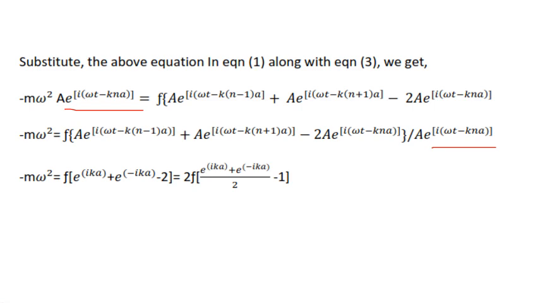Then you divide each term, that is a e power i omega t minus k(n minus 1)a divided by a e power i omega t minus kna, plus a e power i omega t minus k(n plus 1)a divided by a e power i omega t minus kna, minus 2a e power i omega t minus kna divided by a e power i omega t minus kna. So they cancel, it becomes 2, and the remaining term will be e power minus ika. For this term it is e power ika.